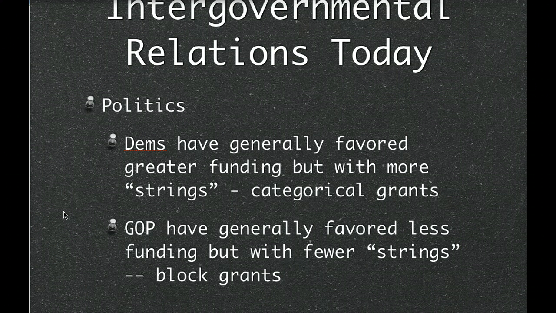So let's review this. The Democrats have generally favored greater funding but with more strings, otherwise known as categorical grants. The GOP have generally favored less funding but with fewer strings, what we call block grants.